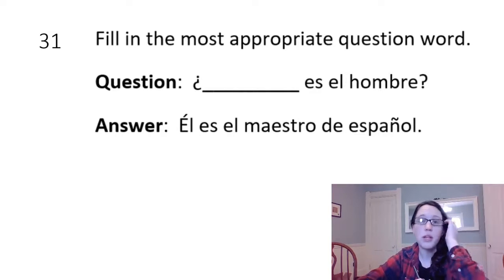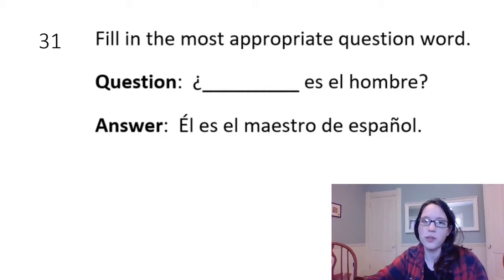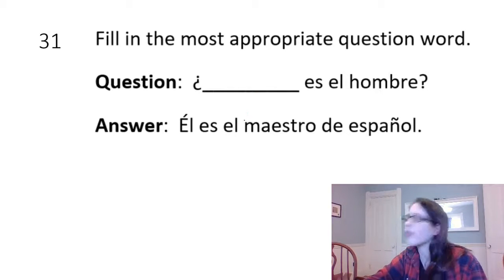So you actually did pretty great on the fill-in-the-blank part where you had to pick the right ER and IR verb endings. Just be careful, especially on nosotros. We mixed up the spelling a little bit. Careful if it's -emos or -imos. But the question words are where we struggled the most for sure. So we're going to look at numbers 31, 34, and 36.